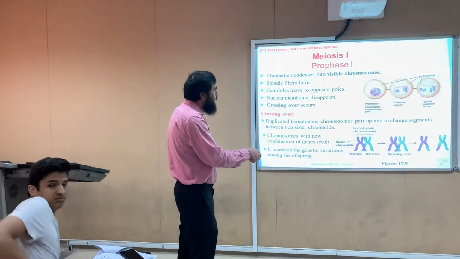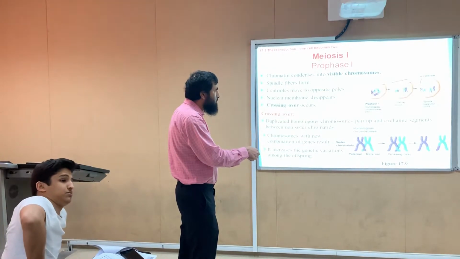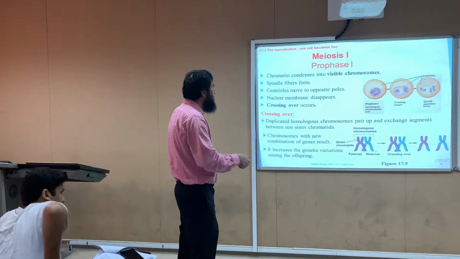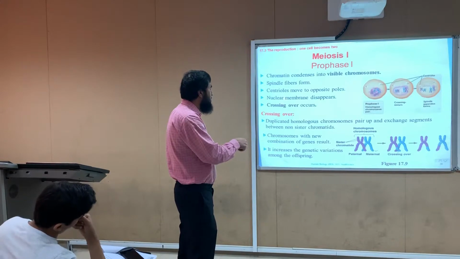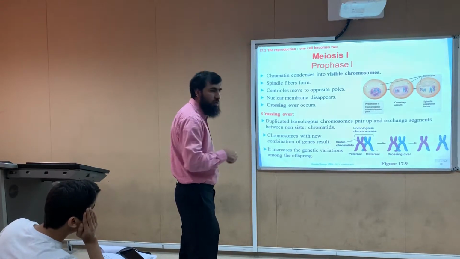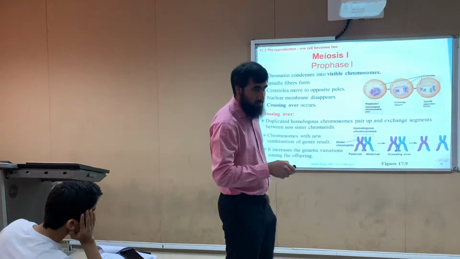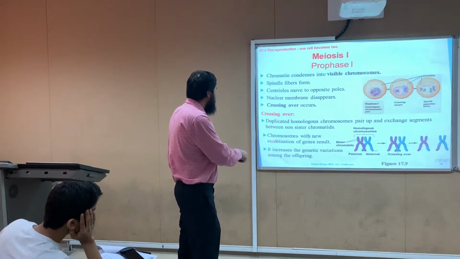Like mitosis, you get the formation of the spindle fibers, the centrioles moving to each pole, okay? The nuclear membrane disappearing, okay? And here you're getting crossing over. So actually the crossing over happens when the homologous pairs are coming together in prophase, okay? So I'll talk about crossing over here.